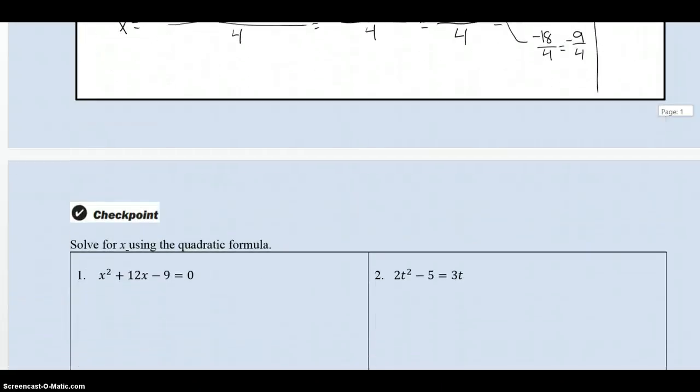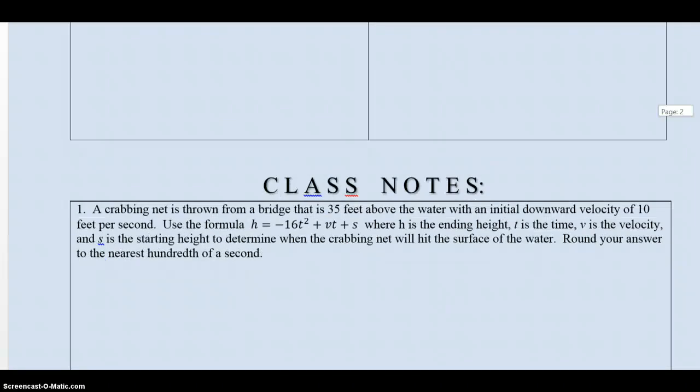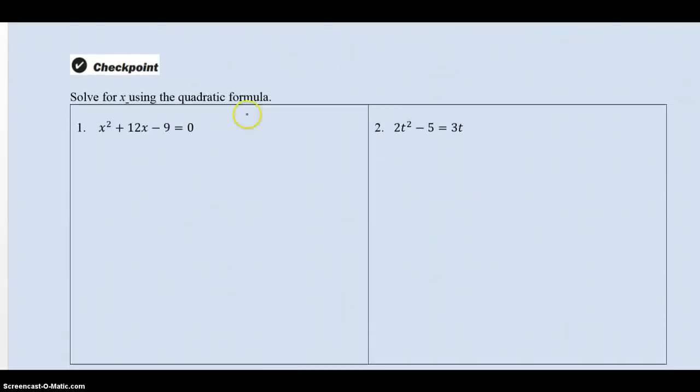So you are responsible for just these two problems on that next page.